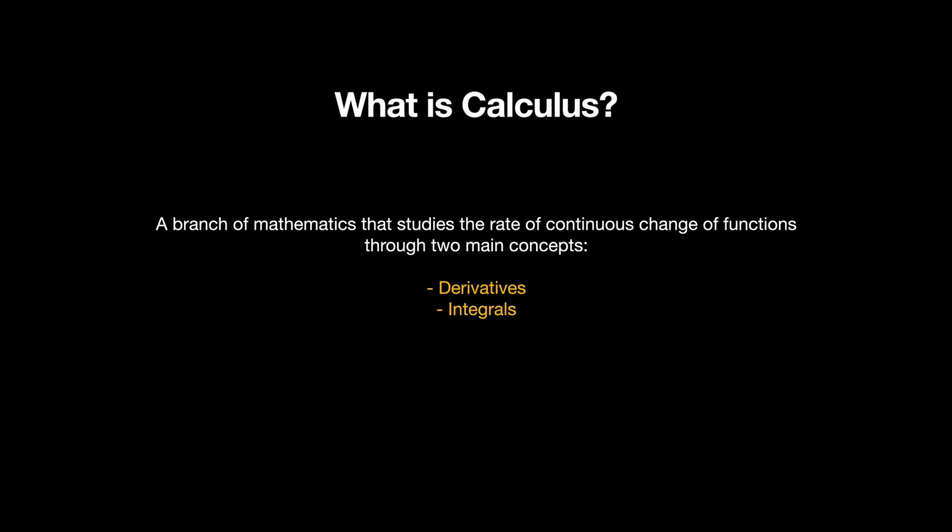All right. It's time to unveil yet another very important prerequisite for learning machine learning. Bam! Calculus for machine learning. So for those of you who don't have a clue what calculus is all about, calculus is a branch of mathematics that studies the rate of continuous change of function through two main concepts. Those are derivatives and integrals. And that's what we are going to cover in this particular module.